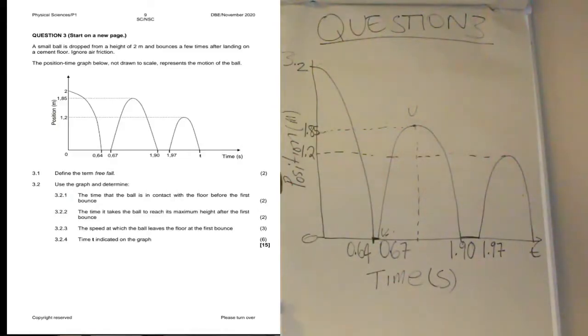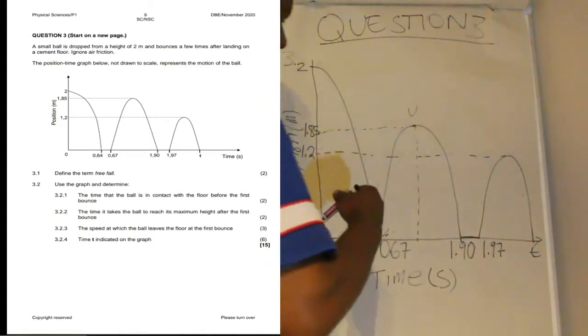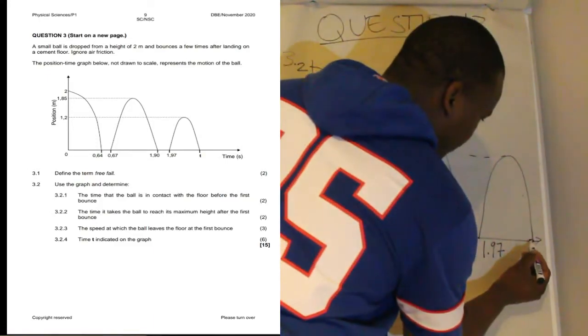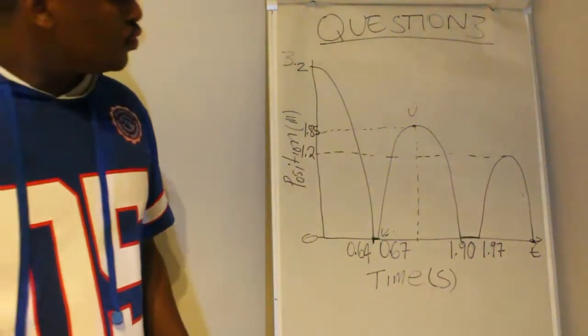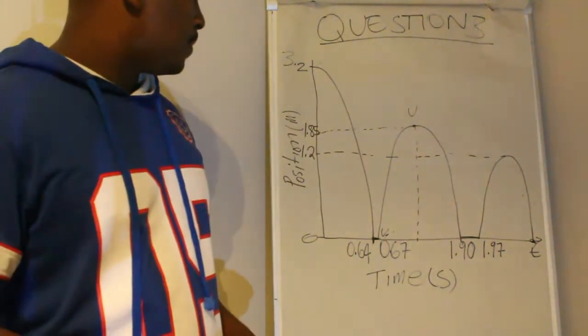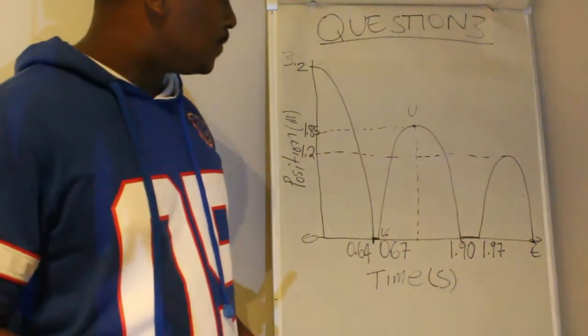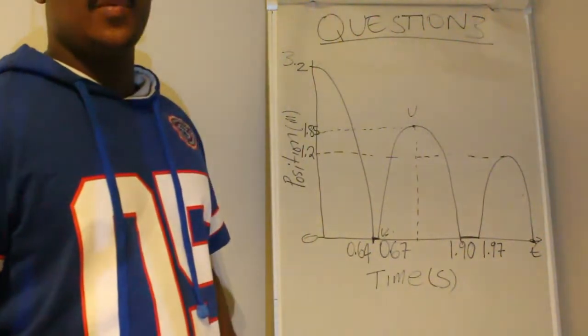We do question 3.2.4. It reads as follows: use the graph and determine the time t indicated on the graph. So they want us to use the graph and find this time here, the time t indicated on this graph. To do this, the first thing that I would say we must do is find this time here, the time it takes to reach the maximum height.